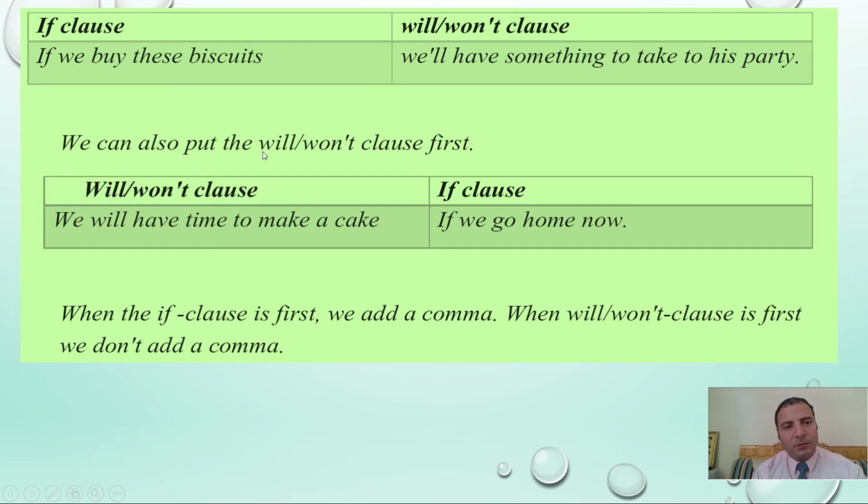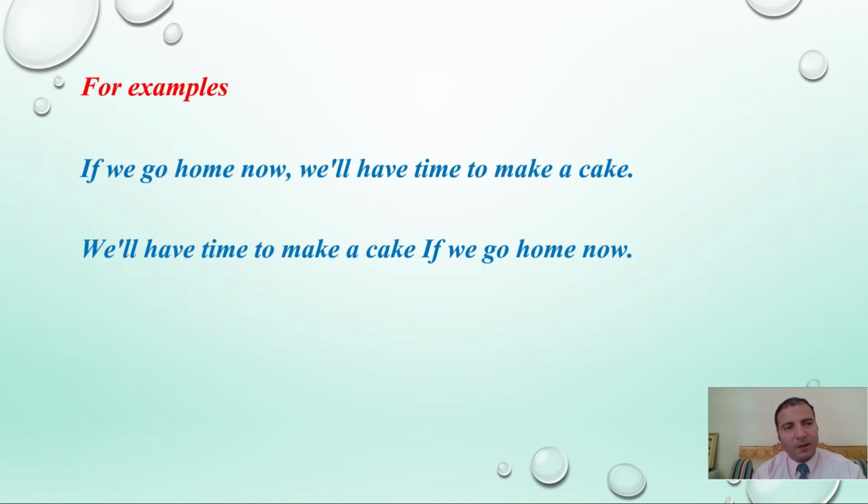We can also put the will or won't clause first. So I can start the sentence with the if clause or the will clause. When the if clause is first, we add a comma. When the will clause is first, we don't add a comma. So if I start the sentence with the if clause, after the if clause I put a comma.